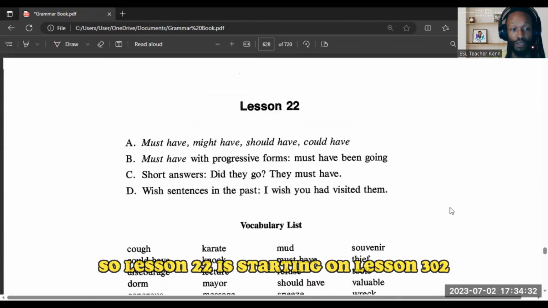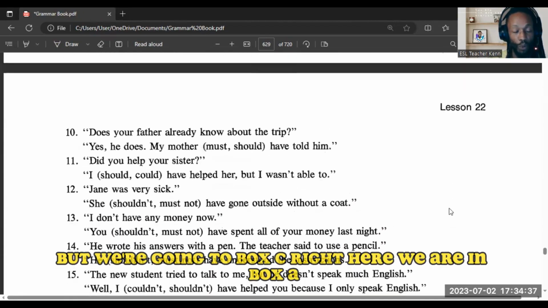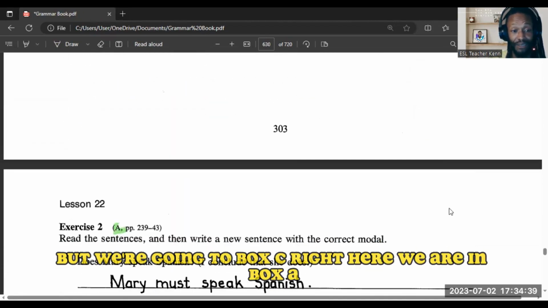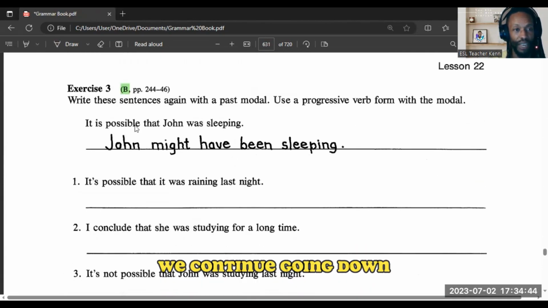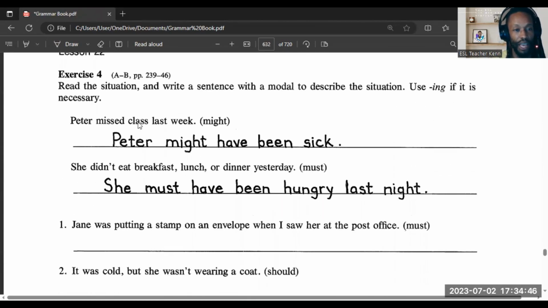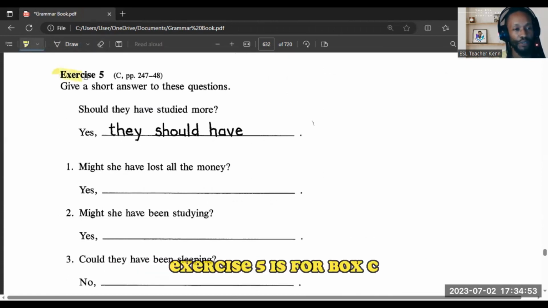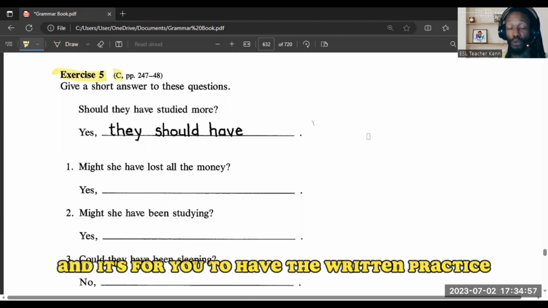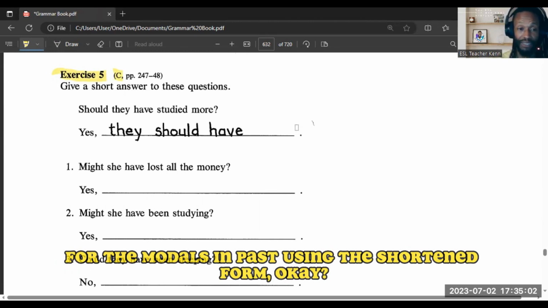So lesson 22 is starting on page 302, but we're going to box C. Right here, we are on box A. We continue going down, and we are going to find exercise 5. Exercise 5 is for box C, and it's for you to have the written practice for the modals in past using the shortened form, okay?